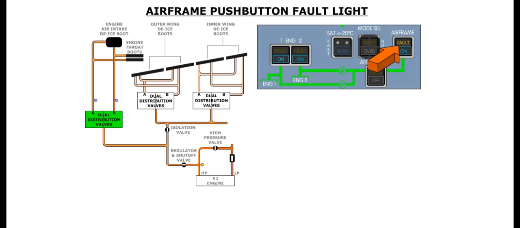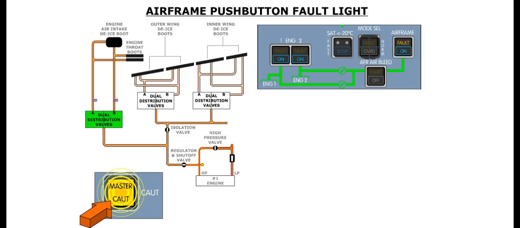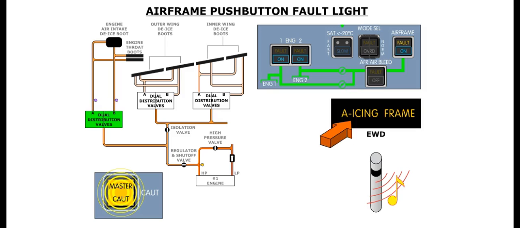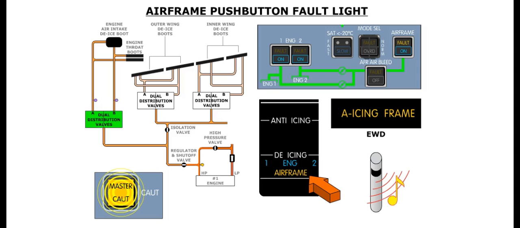The fault caption illuminates amber and the flight warning system, or FWS, is activated when a distribution valve is commanded closed but bleed air pressure still exists downstream of the valve, or if a distribution valve is commanded open but no pressure is sensed downstream of the valve. The alert consists of both master caution lights flashing, a single chime sounding, an amber anti-icing airframe message displayed on the EWD, and an amber airframe message displayed in the de-ice part of the memo section of the MFD.